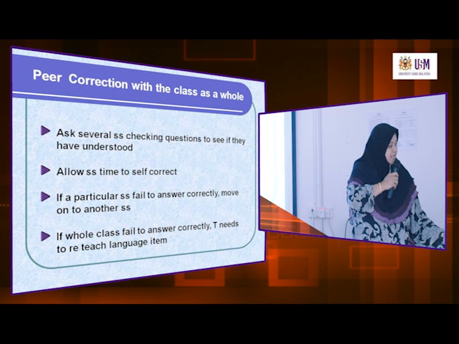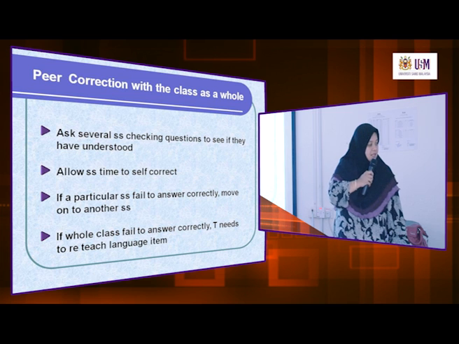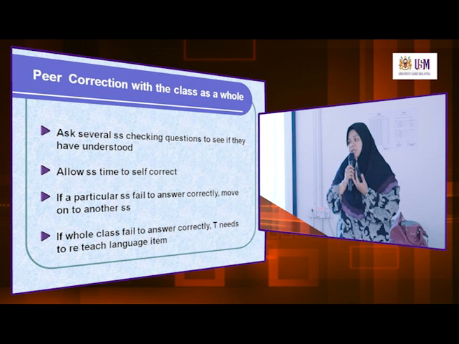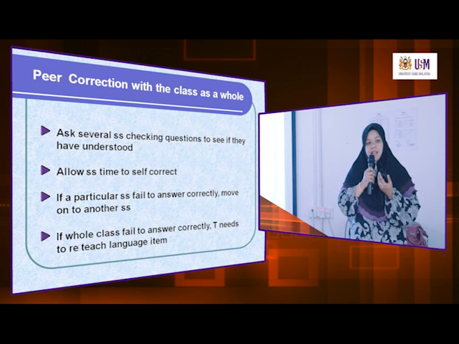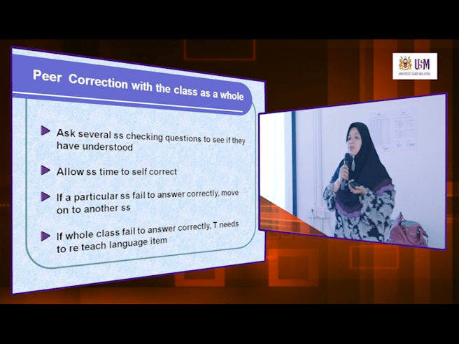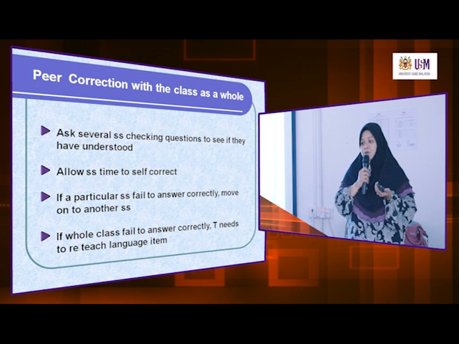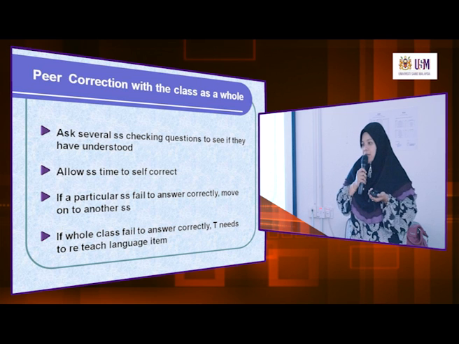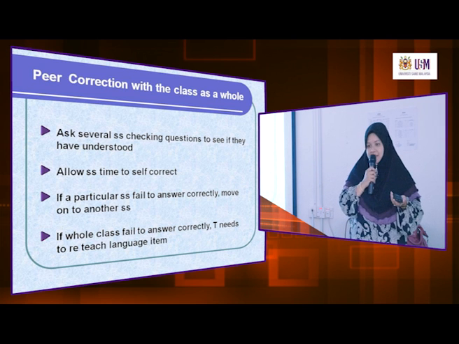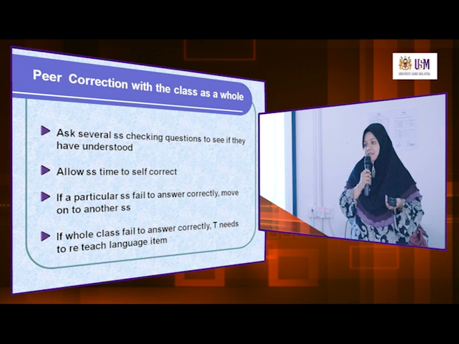Okay, peer correction with the class as a whole. Ask several students checking questions to see if they have understood. That is why, when you have finished giving instruction to the students, you need to ask them checking questions. Every time you instruct them, the next step is to ask a checking question whether they have understood or not. So you have done that in your micro teaching. Most of the time when you give instruction, you will ask the students to repeat your instruction, or you will ask your students to actually illustrate what you have asked them to do. You cannot just ask the standard do you understand question. Then you will get the standard yes answer. Okay?